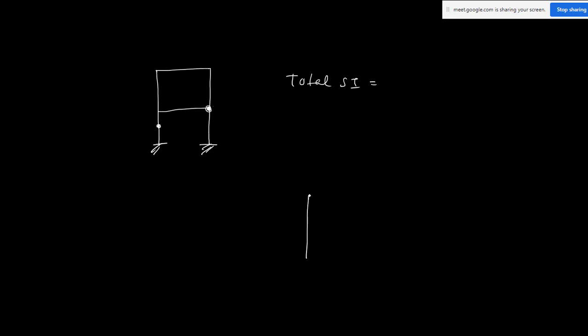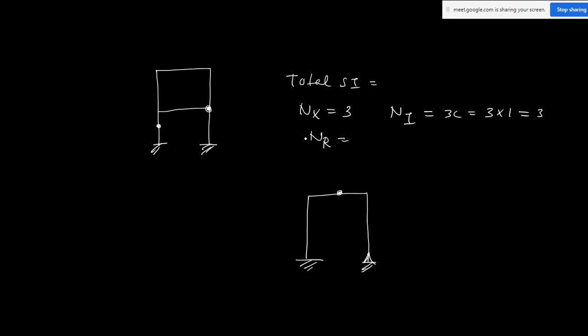Sir, first one is what? 3. First one final answer is 3. Final answer or n? Final answer. Okay, so nx is 3 and ni is 3 into C, 3 into 1, 3, and the number of force releases is 2 plus 1. Here I am going to get m minus 1, 2, 2 plus 1, 3. The final equation is nx plus ni minus nr. So final answer is 3.